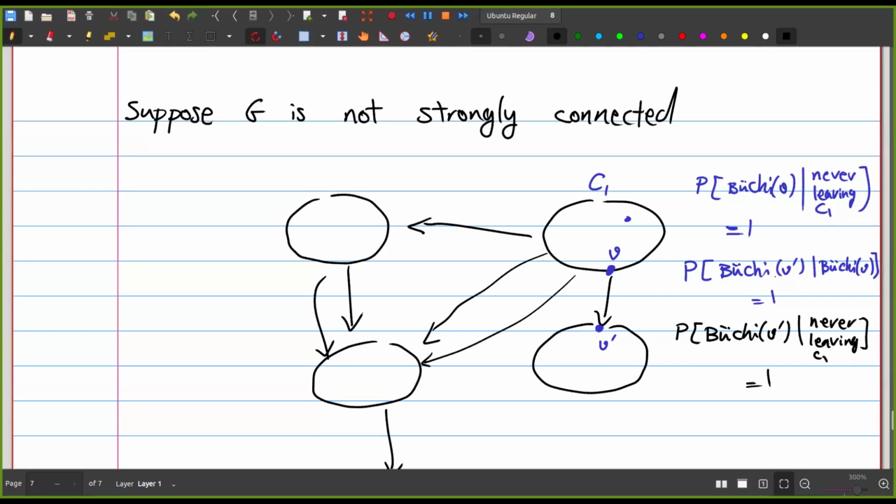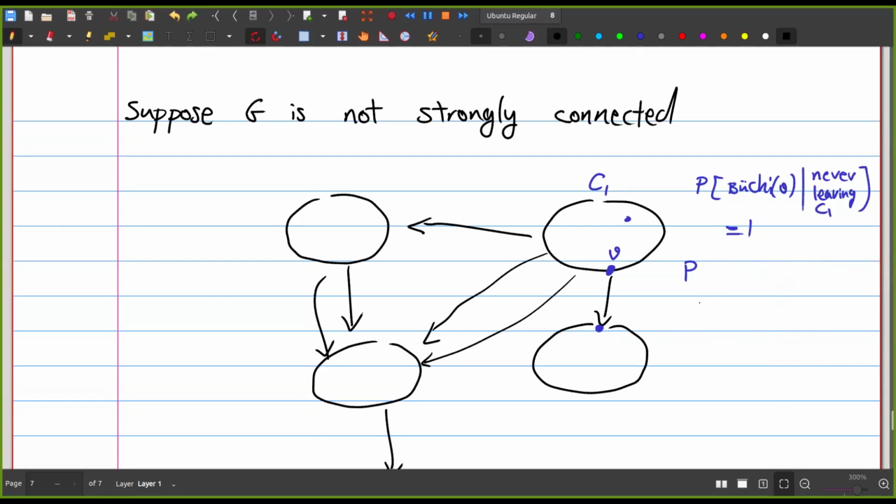Of course, here, instead of Büchi of V prime, I could just use reach of V prime. I could make the same argument like this. I didn't need to just use Büchi. I could say, if I have my V prime here, the probability of reaching V prime given Büchi of V is 1. Again, we proved this before, right?